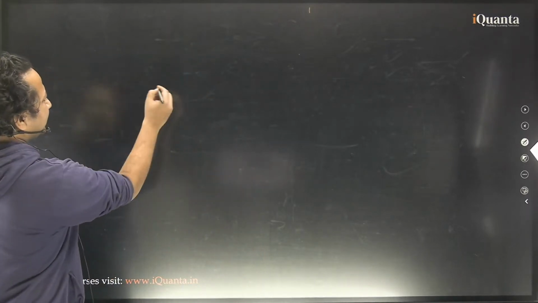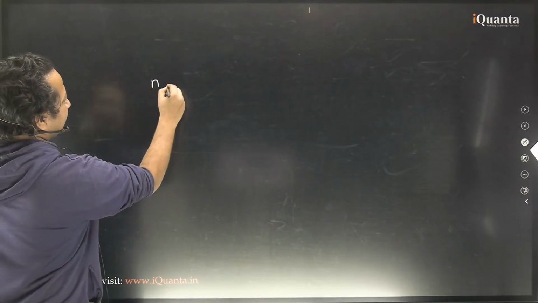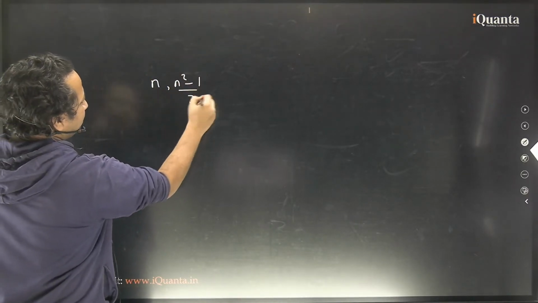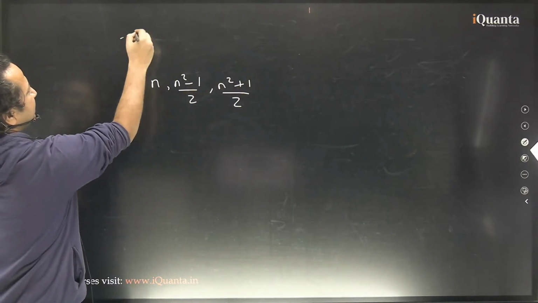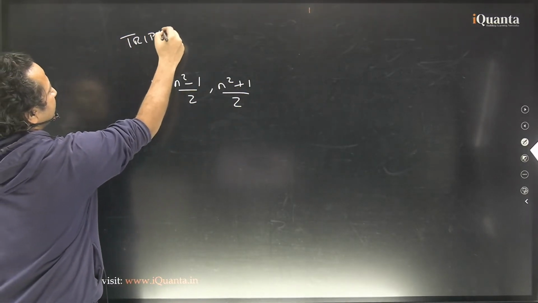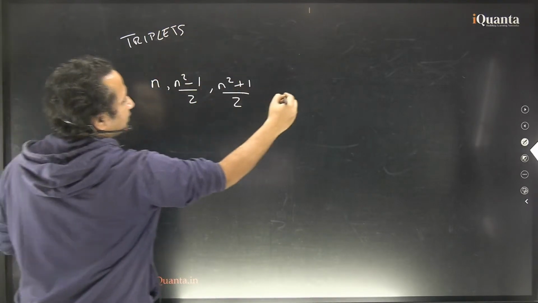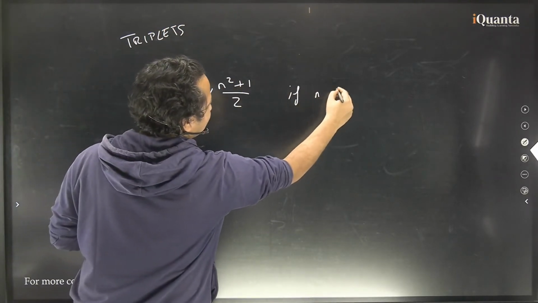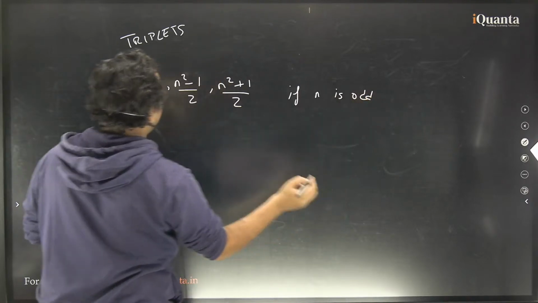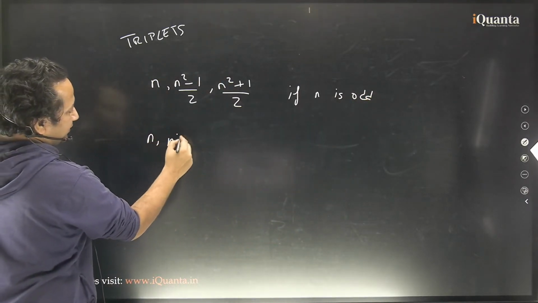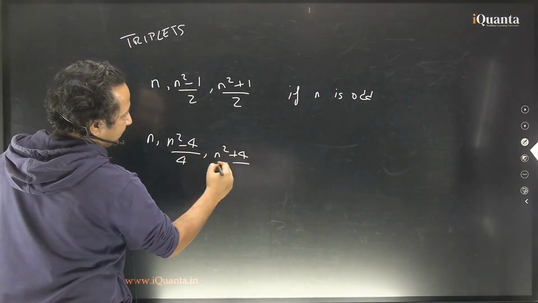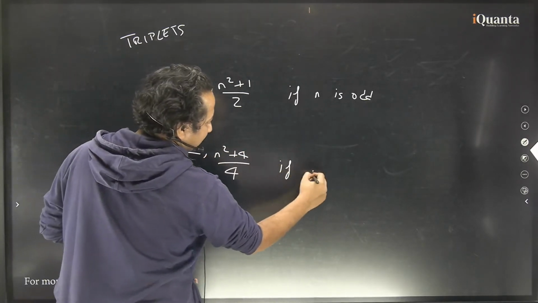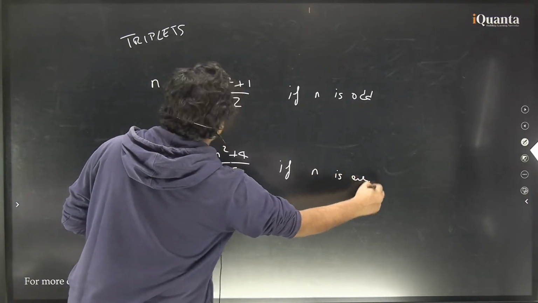One last thing. n squared minus 1 by 2 and n squared plus 1 by 2. These are triplets basically, the right angle triangles, if n is odd. And we also have n squared minus 4 by 4 and n squared plus 4 by 4 if n is even.